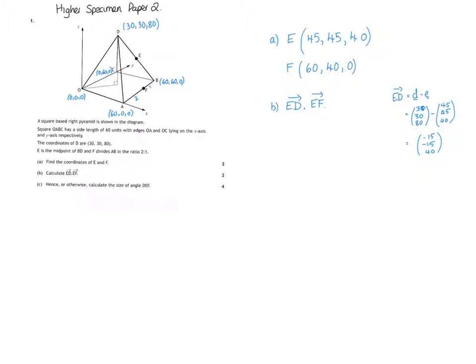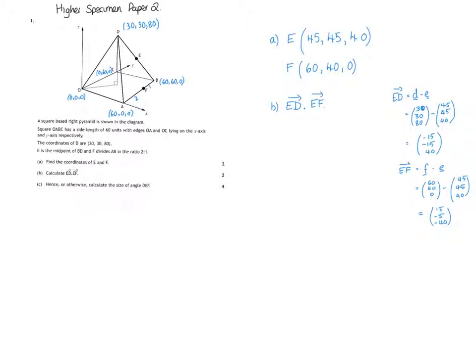We then need to find EF, which is going to be F take away E, and F is 60, 40, 0, take away E, which is 45, 45, 40. So we're going to have 60 take away 45, which is 15, 40 take away 45, which is minus 5, and then 0 take away 40, which is minus 40.